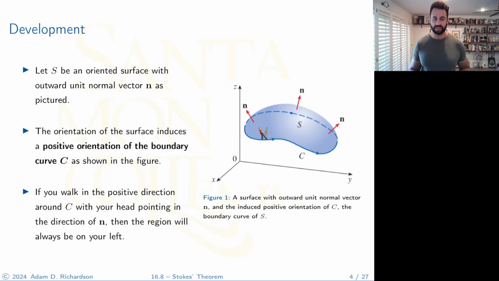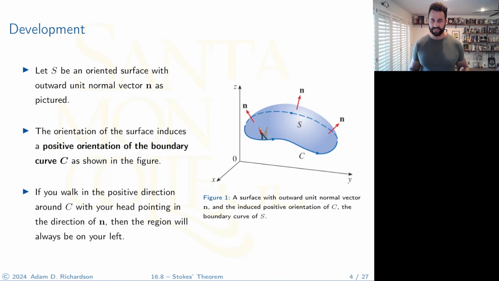So here's a little more of the setup. Let's say we have a surface S, and we're going to orient it with its outward unit normal vector pointing out, like so. When you choose the orientation of your surface, that induces a positive orientation of the boundary. This is what this figure is showing. I mentioned this earlier on, I forget which section, maybe section 16.3 or 4.